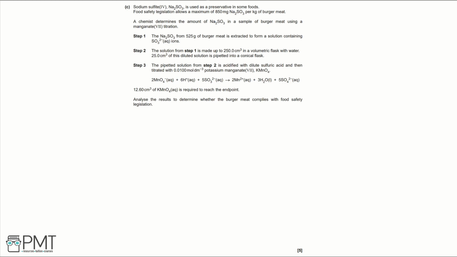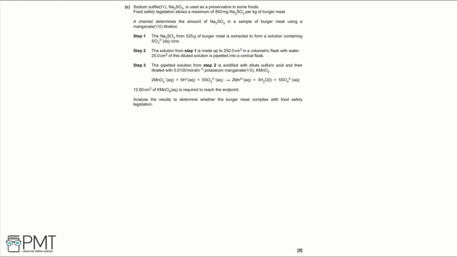A chemist determines the amount of Na2SO3 in a sample of burger meat using a manganate 7 titration. Step 1. The Na2SO3 from 525 grams of burger meat is extracted to form a solution containing SO3 2- aqueous ions. Step 2. The solution from step 1 is made up to 250 centimeters cubed in a volumetric flask with water. 25 centimeters cubed of this diluted solution is pipetted into a conical flask.